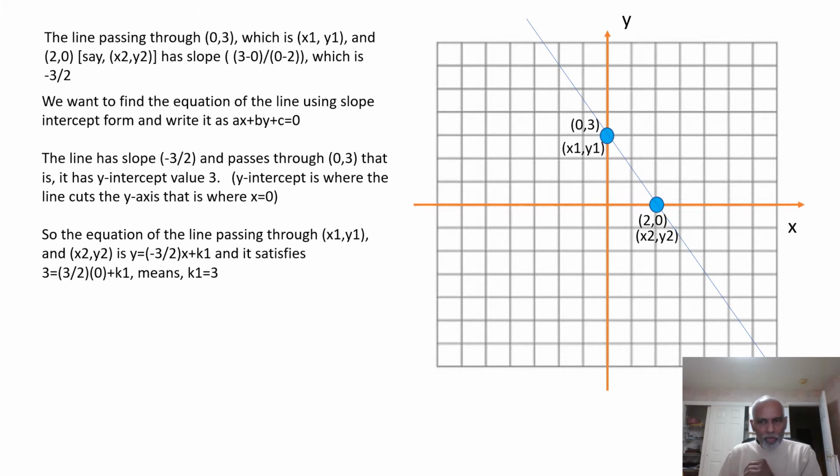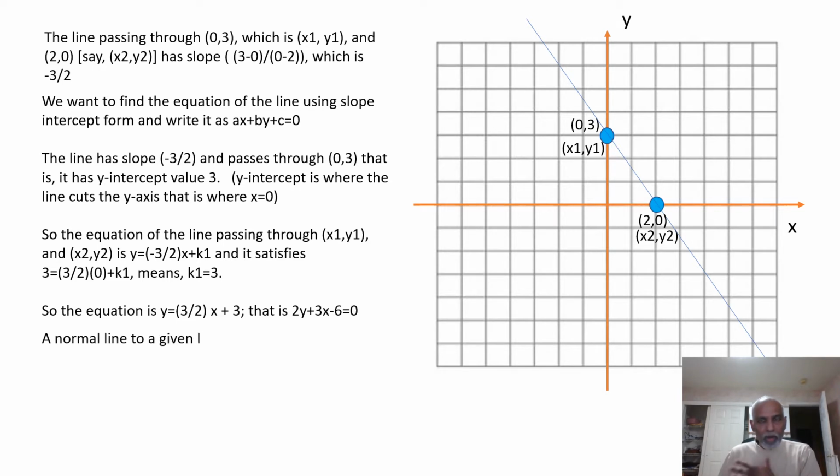That's the general form we often refer to, and so the transformation turns out to be y equals minus 3 over 2 times x plus 3, that is 2y plus 3x minus 6 equal to 0. So we got a general form of the line passing through 0, 3 and 2, 0 in the form ax plus by plus c equal to 0. Specifically, it is 2y plus 3x minus 6 equal to 0. Now, we want to find a normal to this line.